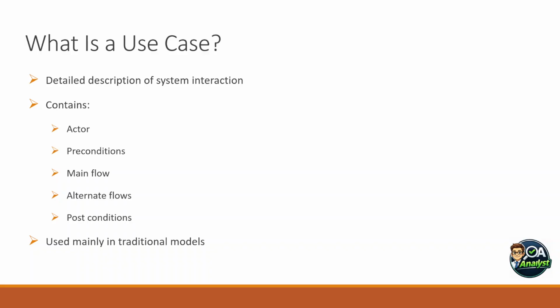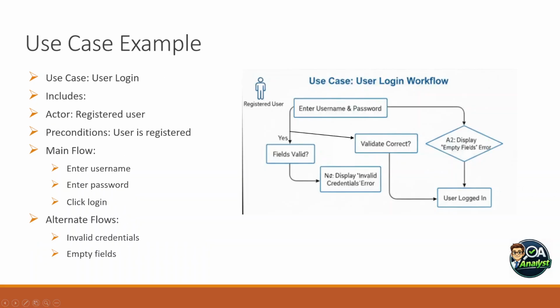Let us take the same login example as a use case. It will contain the actor, that is a registered user. If you see here in the picture, there is a registered user who acts as an actor. Then there is a precondition, that is the user should be registered. Then the main flow: enter username, enter password, and then click login. And then there are alternate flows if the password is invalid or if the fields are empty. The postconditions are the user either gets logged in or an error message gets displayed.